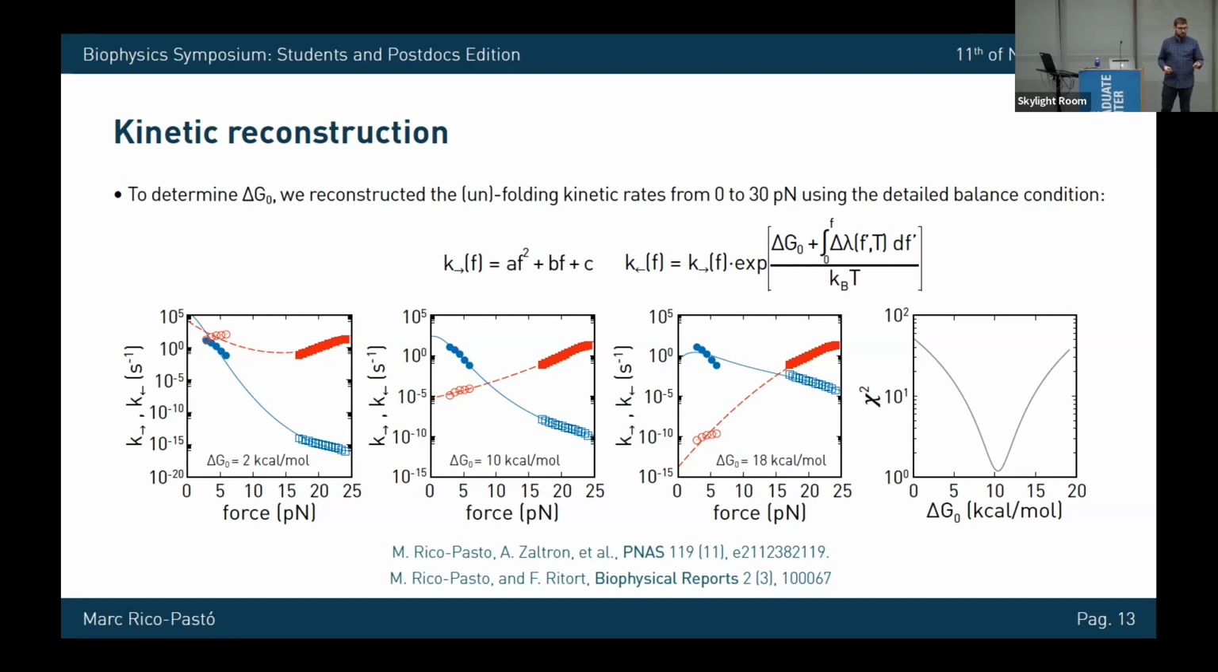These are the anti-symbols. Varying this value, we can see different regimes, for example, 2, 10, and 18 kilocalories per mole. Then, by fitting the unfolding rates to this parabolic function and the folding ones to the equation that we know from the detailed balance condition, we calculate the chi square relative to the fits to the experimental and reconstructed values. The value that minimizes this chi square is the value that we consider as the folding free energy for a given temperature. Using these reconstructed kinetic rates, we estimated the coexistence force to estimate the enthalpy and entropy values.